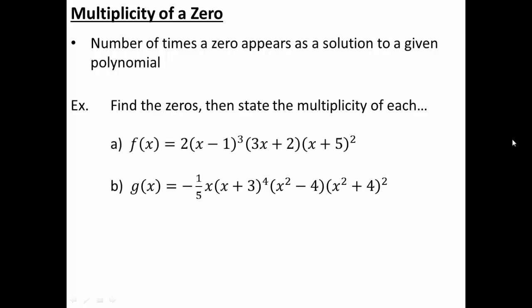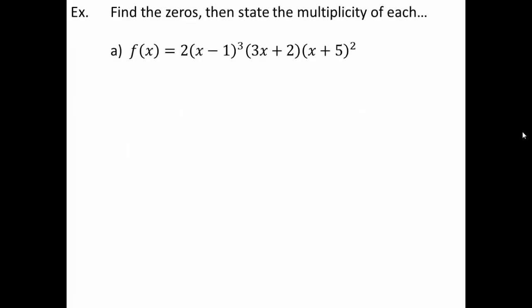Let's look at a couple of examples to illustrate what I mean by this. So the question is to find the zeros, then state the multiplicity of each. Or of each 0.